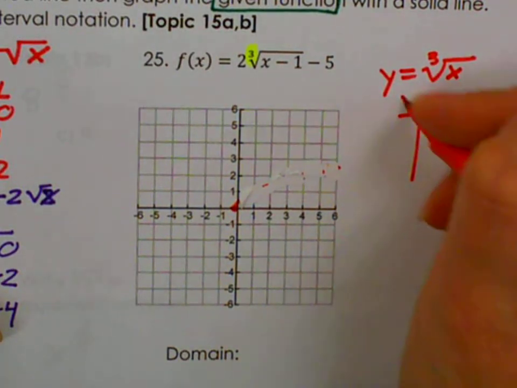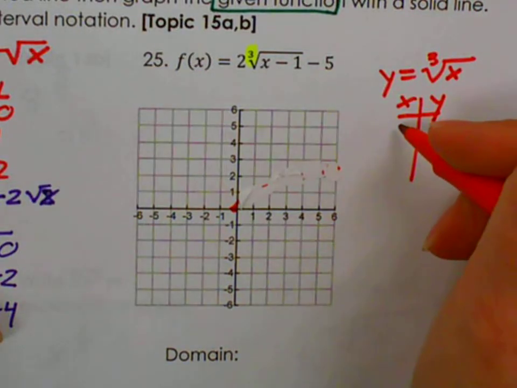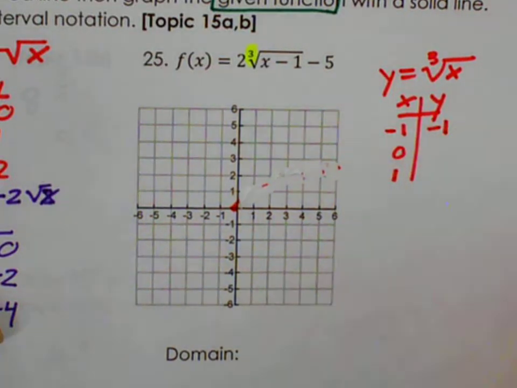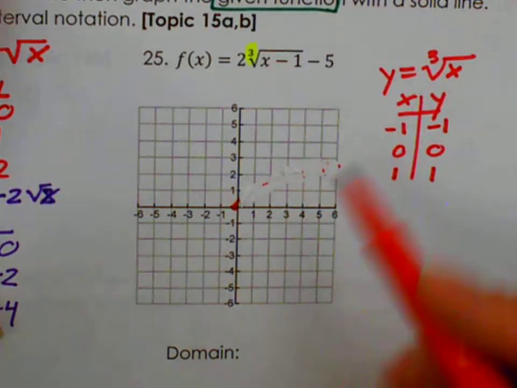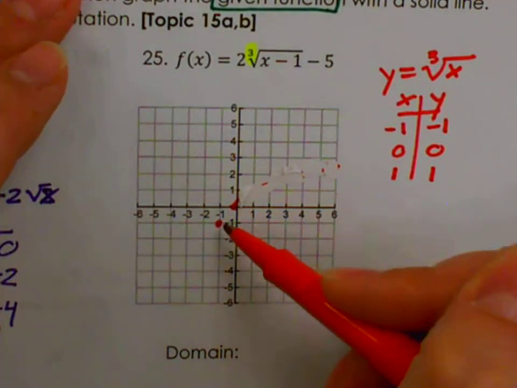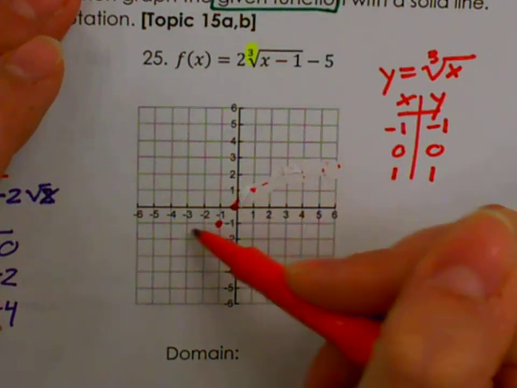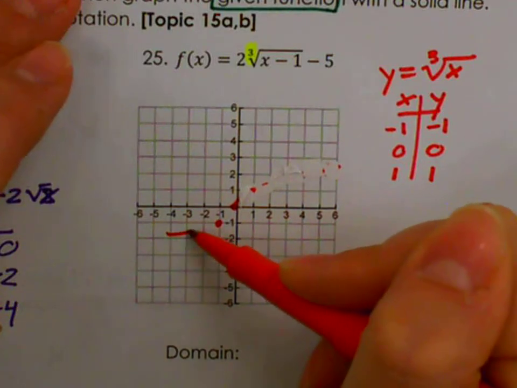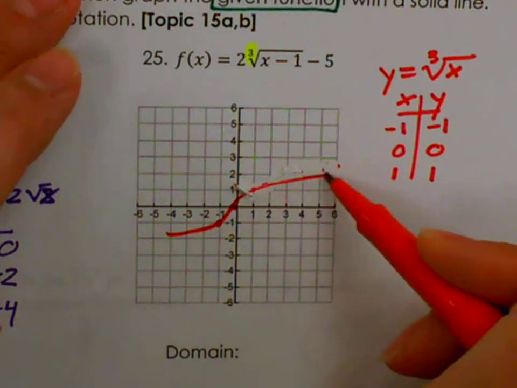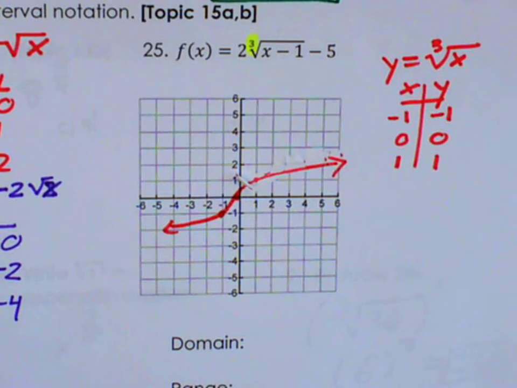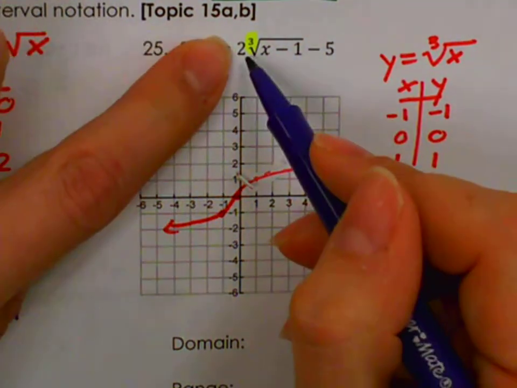So if I make a little table here, let's pick some that are perfect cubes. So for example, -1, 0, and 1. The cube root of -1 is -1, the cube root of 0 is 0, and the cube root of 1 is 1. So I've got -1, -1, 0, 0, and 1, 1. And you have this sort of point of inflection right there. It goes like this, and then kind of changes concavity and goes that way. So that's my basic parent function. But again, we want to kind of do it with the stretch in there.